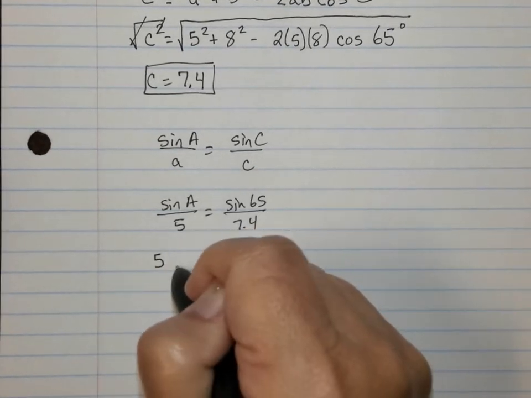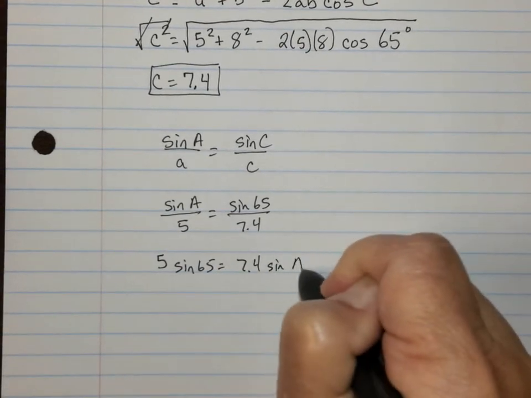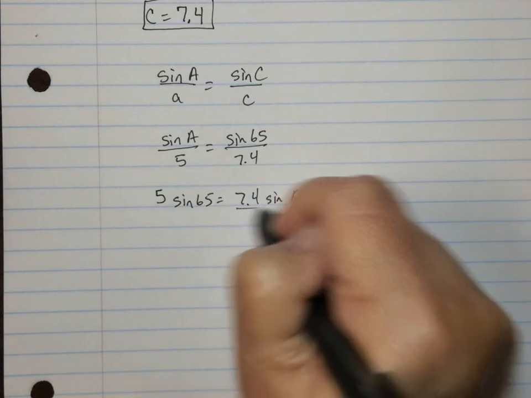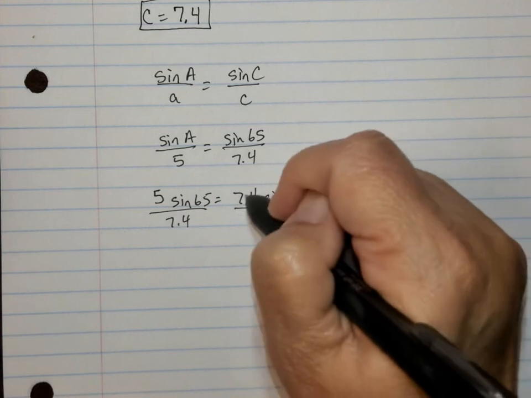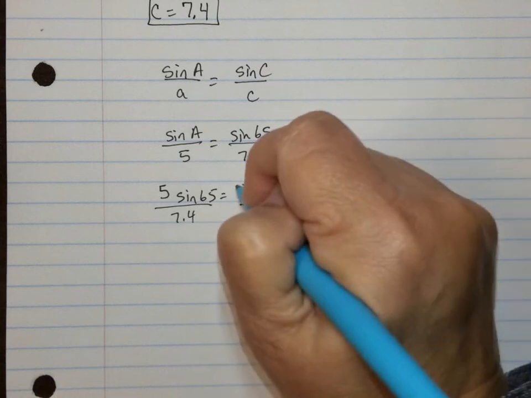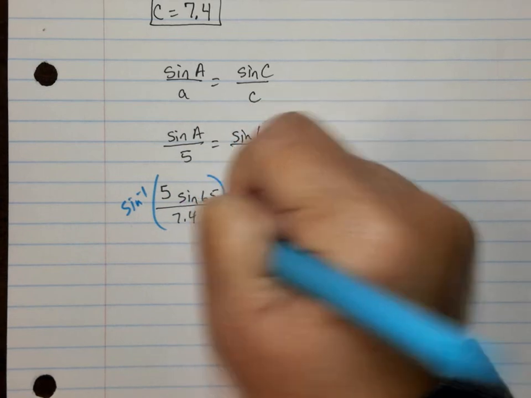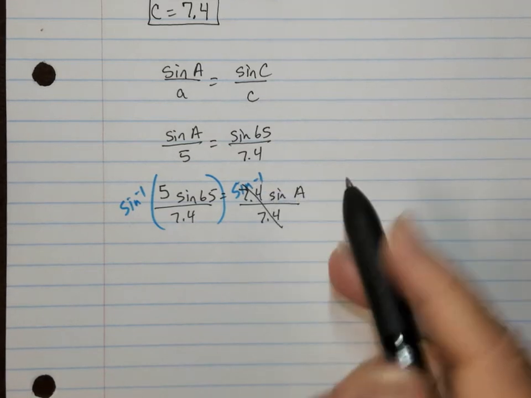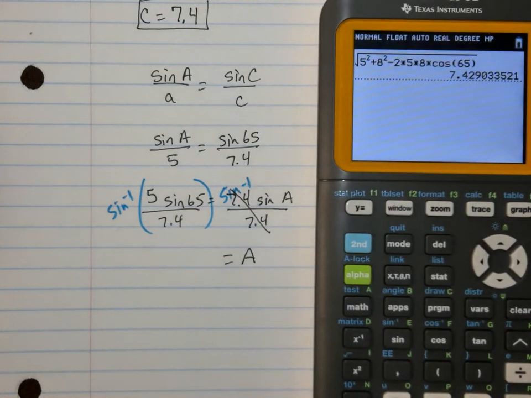Cross product, 5 times sine of 65 equals 7.4 times sine of A. I'm trying to find A, so I'll divide both sides by 7.4. 7.4 divided by 7.4 is 1. Now I need to undo sine, so I take the inverse sine on the left, inverse sine on the right. Remember, you're taking the inverse sine of that whole entire side. Inverse sine and sine undo each other. A is by itself. When the variable is isolated, time to use the calculator.